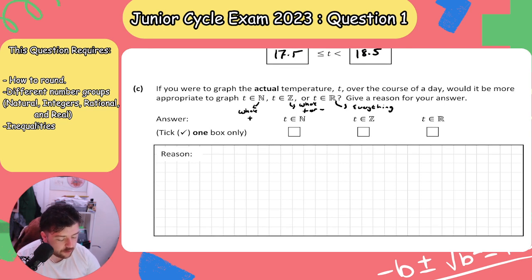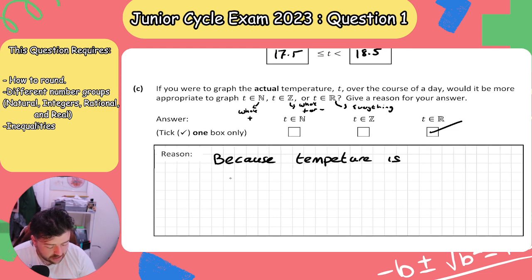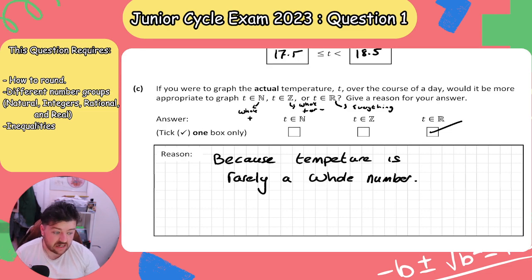So which one would be more appropriate? If you were to graph the actual temperature chart today, I'd say T is an element of real numbers, right? Because, give you a reason, temperature is rarely a whole number. There you go, something like that. I think that's a valid enough reason. And that's this question done.